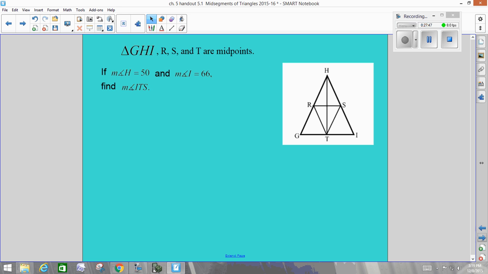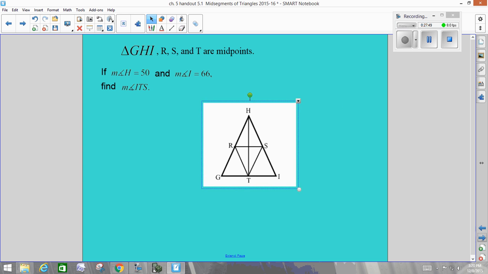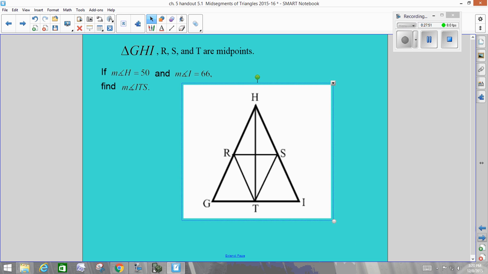Next one. R, S, and T are midpoints still. This time, angle H, this is poor writing on my part, the whole angle is 50 degrees. Angle I is 66 degrees. We're trying to find ITS.